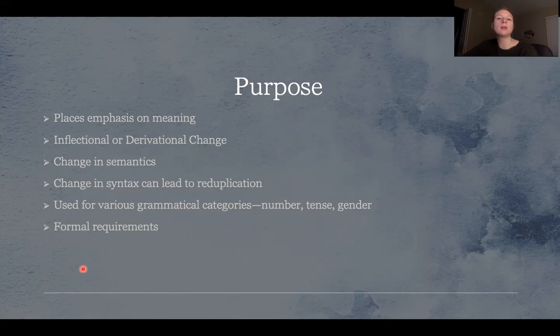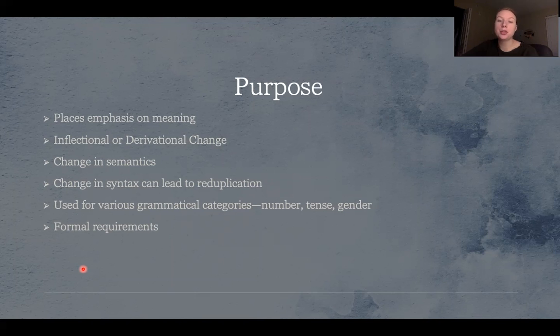So what is the purpose of reduplication in languages? Why would we want to just say a word twice? Like, why can't we just say it once? Or why can't we have another morpheme to express various things, from number, tense, like what is the purpose? So some languages use reduplication to place emphasis on a specific morpheme, to really place emphasis on their speech, on what they're saying.